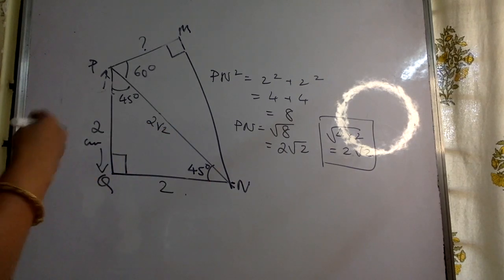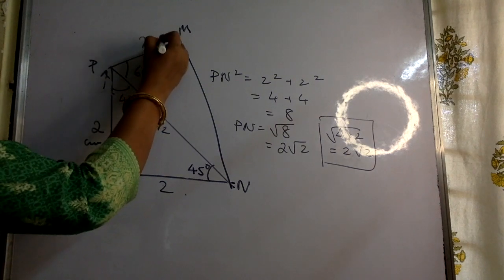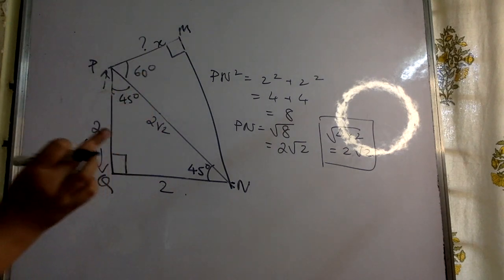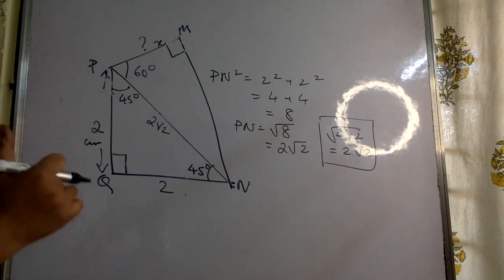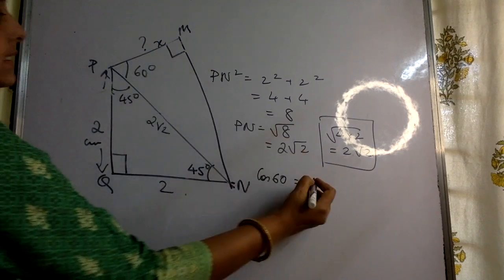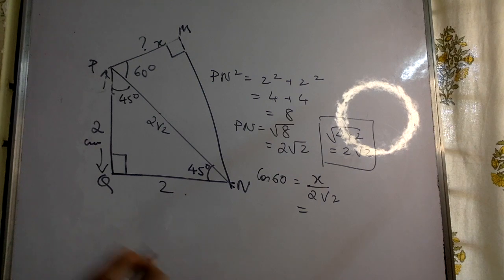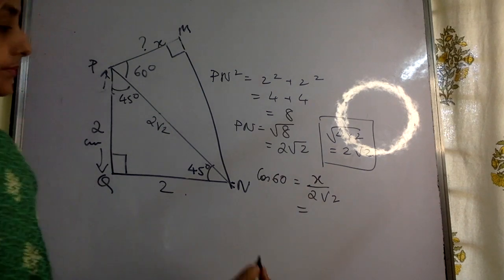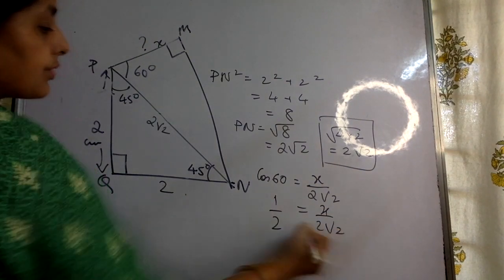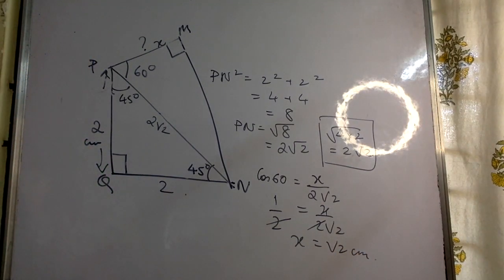Now, the next one is, here I have to find this PM. Let me keep it as x. Now here I have one unknown side, and one angle given to us, which is one of the standard angles that you know the value of. So let me use cos 60 is base by hypotenuse. In place of cos 60, I'll write a half, equal to x over 2 root 2. Yes, so x is equal to root 2 centimeters. Therefore, I have got my answer.